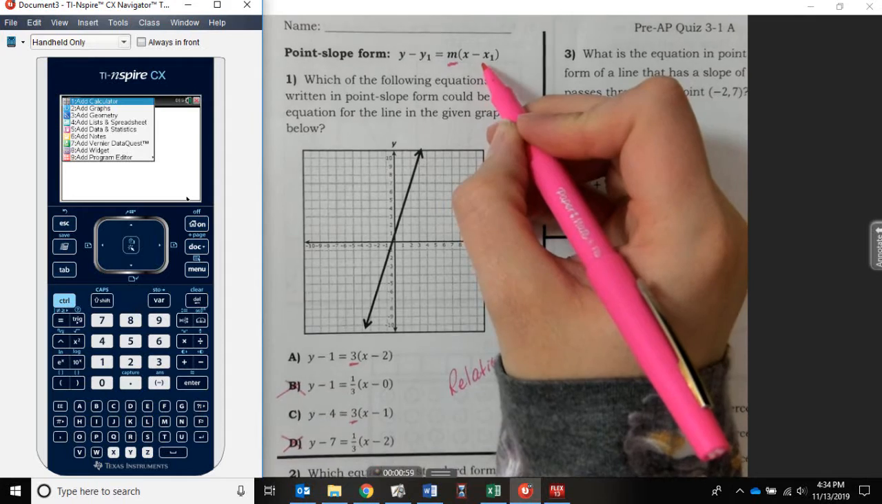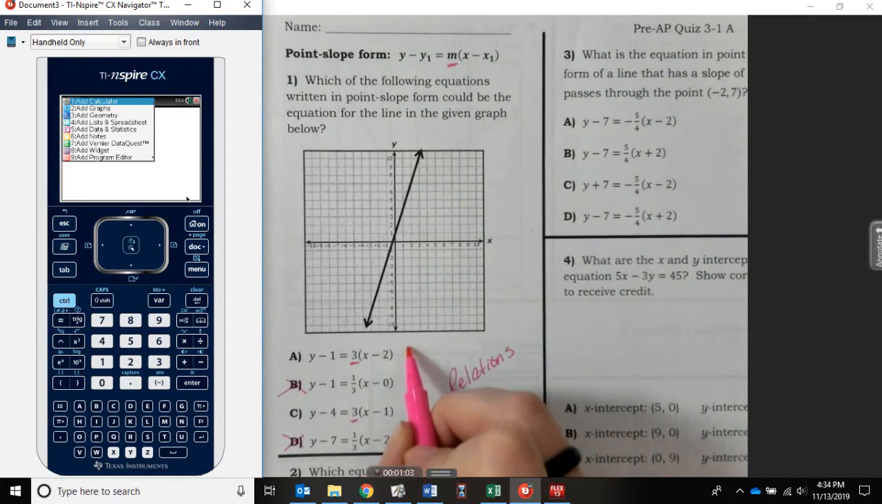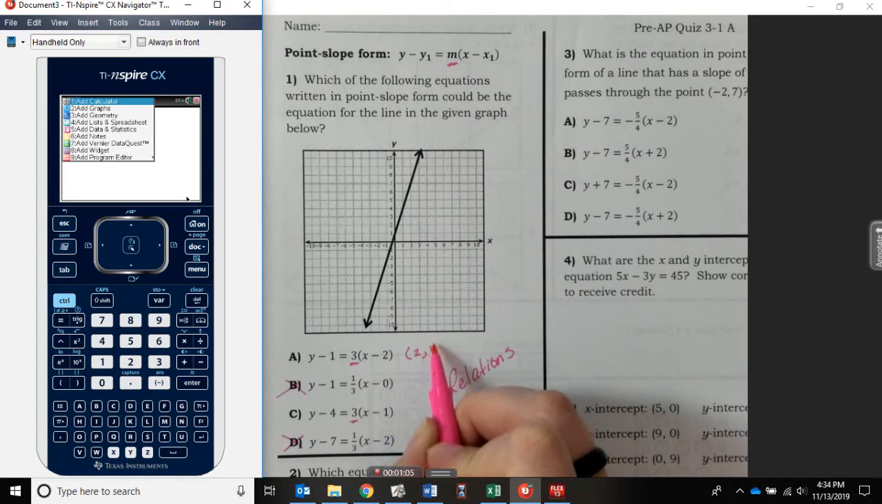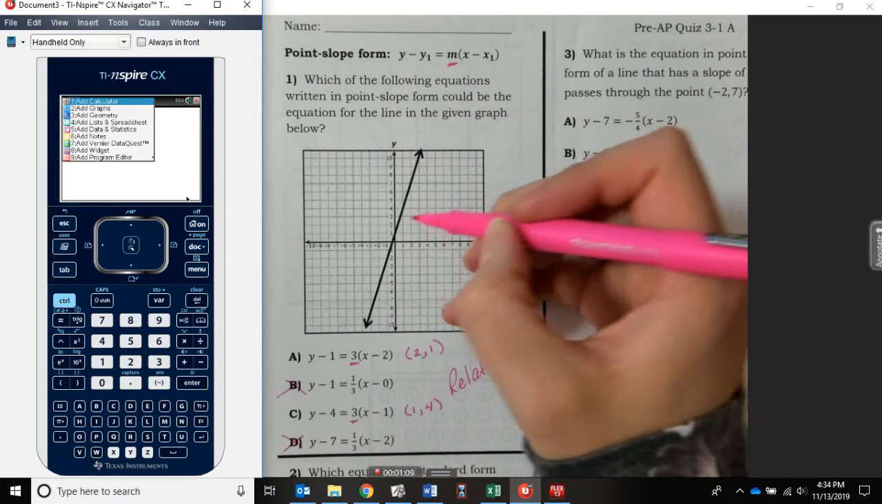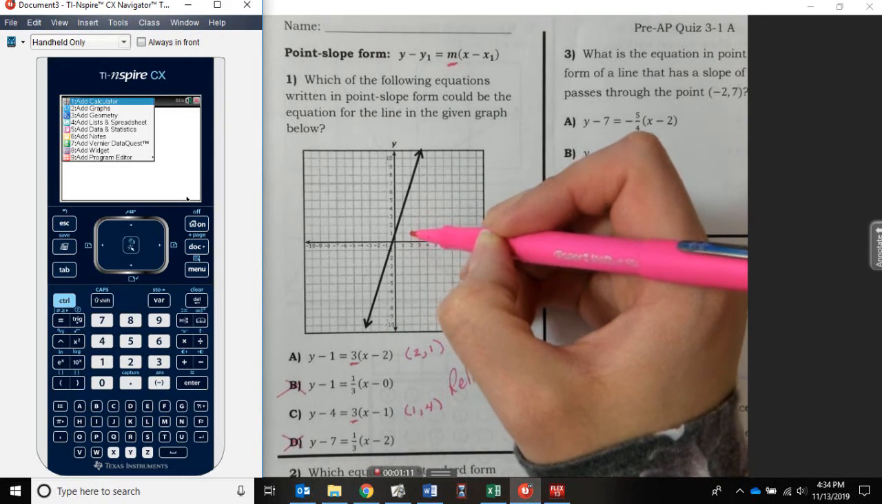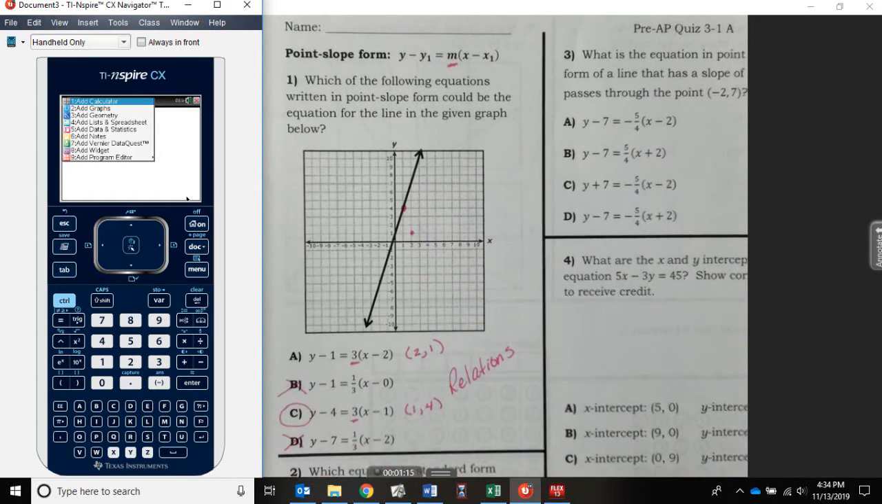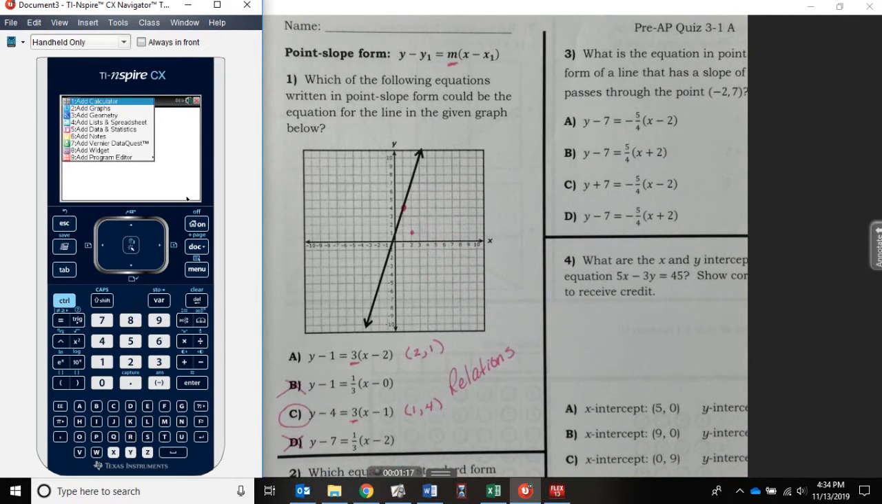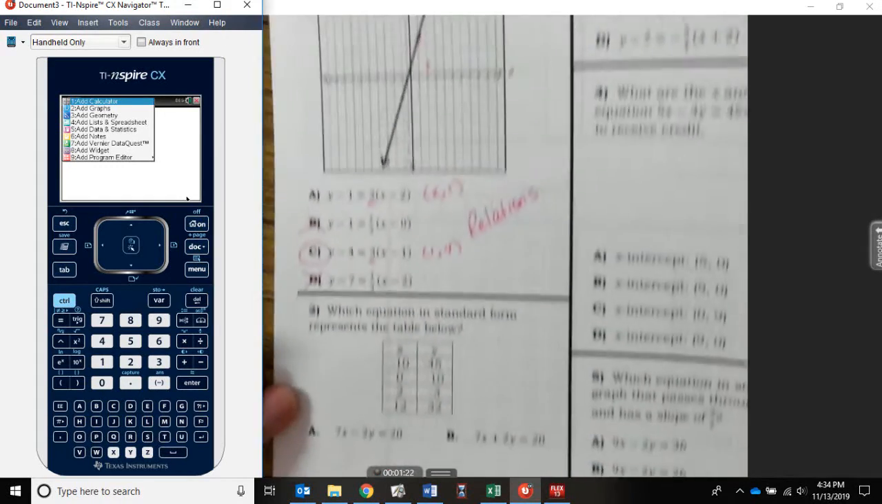And then the point, remember, it's the opposite sign, but x and y. So the point here is 2, 1, and the point here is 1, 4. So if I plot the points 2, 1, and 1, 4, I can see that my answer is C. But again, on this one, you could just type them into the calculator and see which one matches.